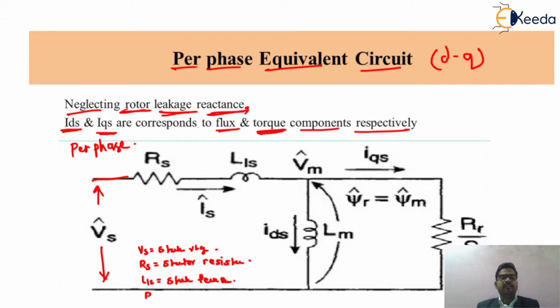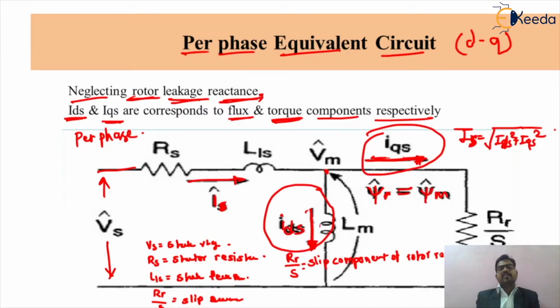We are getting the value of Rr dash. It is the slip component of rotor resistance, shown here as Rr by s, where s is called the slip. As we know, the fundamental formula of slip is Ns minus Nr upon Ns. Along with that, a very important term is Lm, where Lm is called the mutual inductance of the rotor circuit of your induction motor.